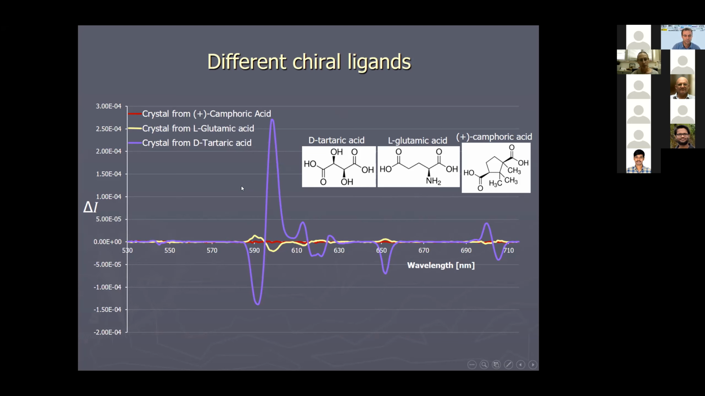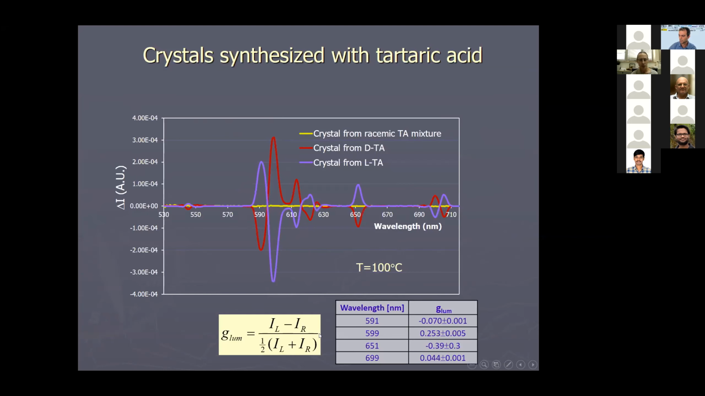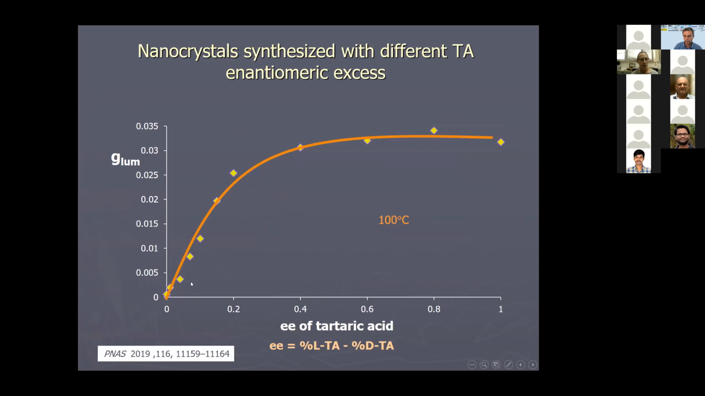So that was the initial part of the study. Then the even more interesting part was the following graph. Here on the horizontal axis, you have the tartaric acid enantiomeric axis. 0 means that you have a racemate. As you saw before, it gives you 0 optical activity. G-lum is this ratio you see below. It's the ratio between this difference in the intensity divided by total intensity, which is basically an indicator of the magnitude of optical activity.